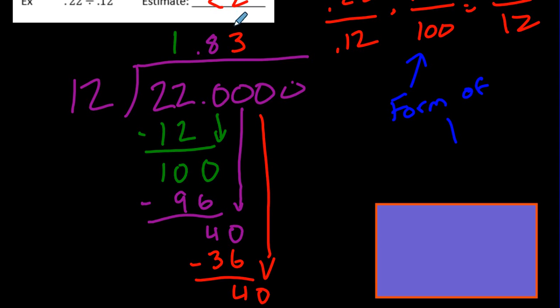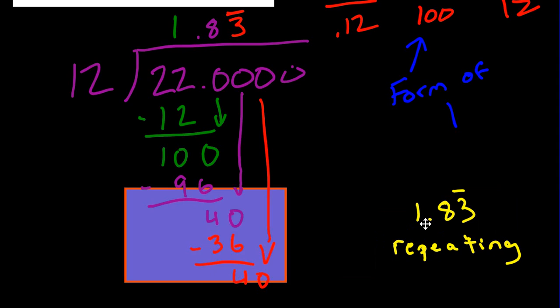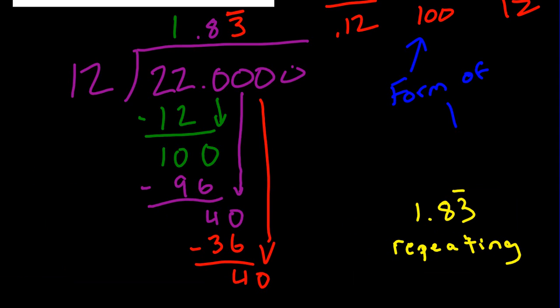Subtract, we get 4. Bring down the next 0, we get 40 again. So we start to see a pattern where this 3 is going to repeat. And that is very close to what we predicted, which was less than 2. So 1.83 with the 3 repeating is going to be our final answer.